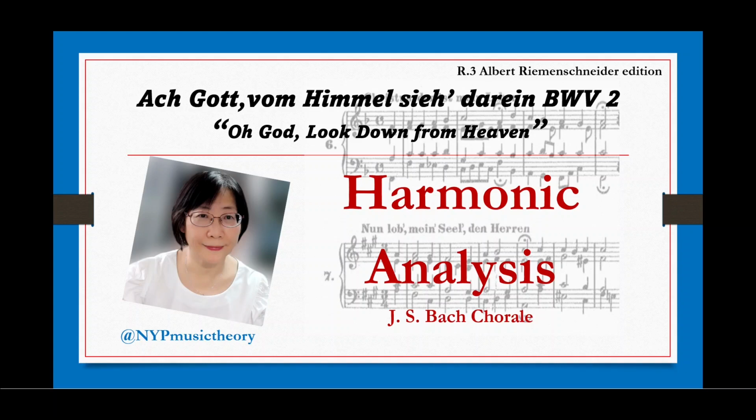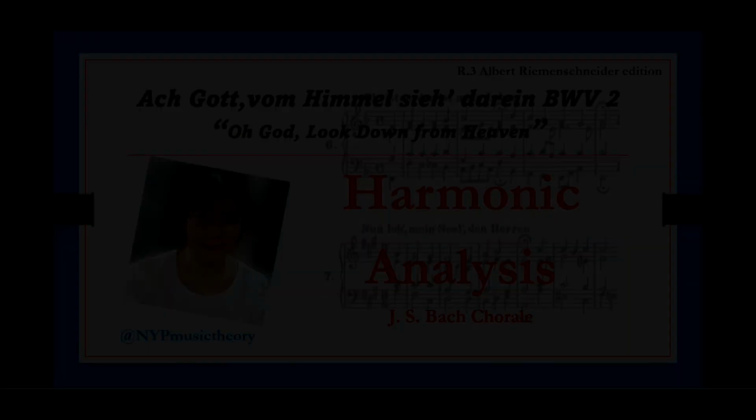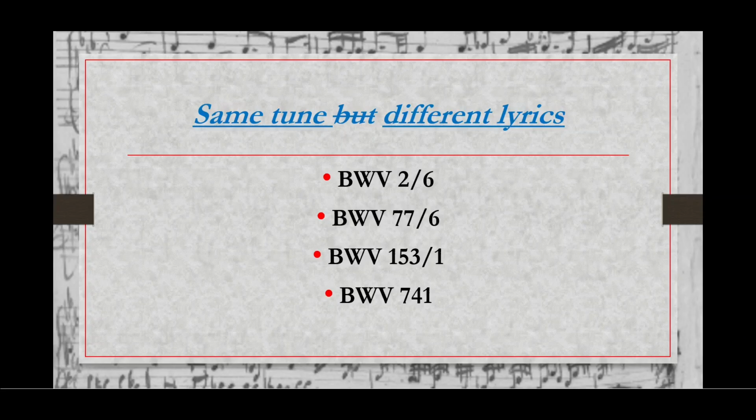Today our harmonic analysis is Bach Chorale R.3 from Albert Riemenschneider edition. The title is Ach Gott, vom Himmel Sieh Darein. O God, look down from heaven. According to some research, this same tune has been used more than one time with different lyrics. But today we will just look into BWV 2, the sixth movement.